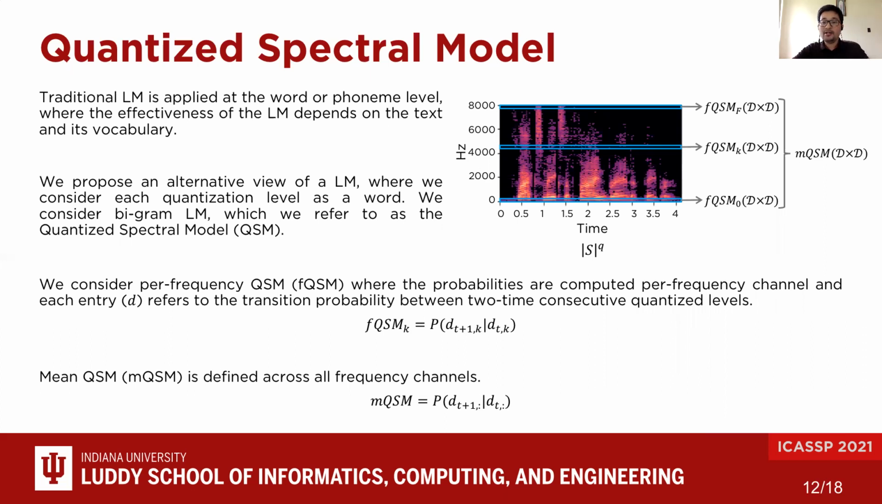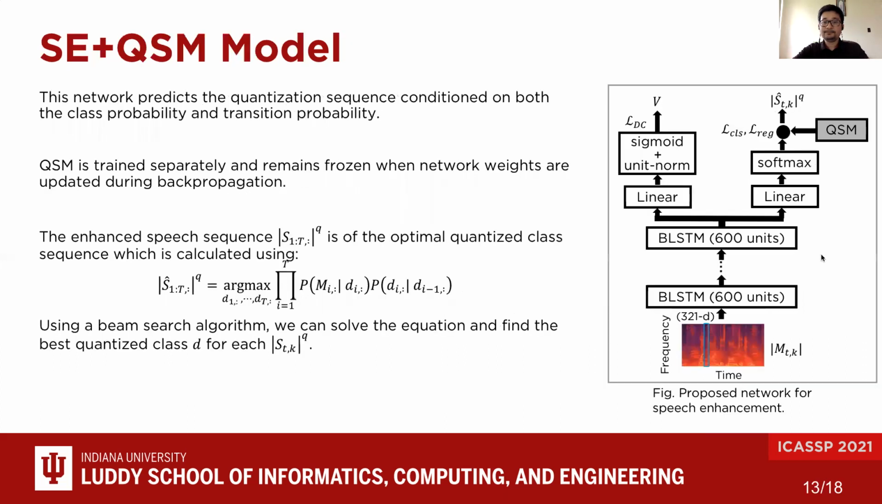On the top right figure, we show that an FQSM is defined for each frequency channel. Therefore, we have in total F numbers of FQSM. Mean QSM is defined across all frequency channels. Therefore, we have a single MQSM.